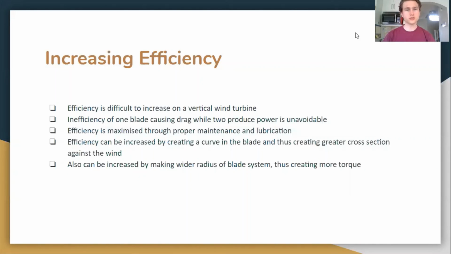Another way to maximize efficiency would be to create a curve in the blade. This curve would allow us to catch the wind better and create a larger cross-section to the wind, and thus create more torque and more power. Another way we could do it is by making the blade system wider. This also has the same effect of creating more torque and producing more power overall.